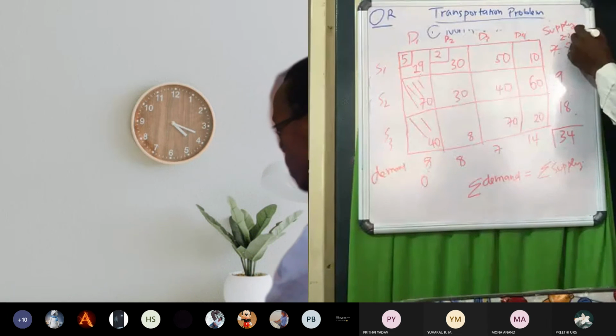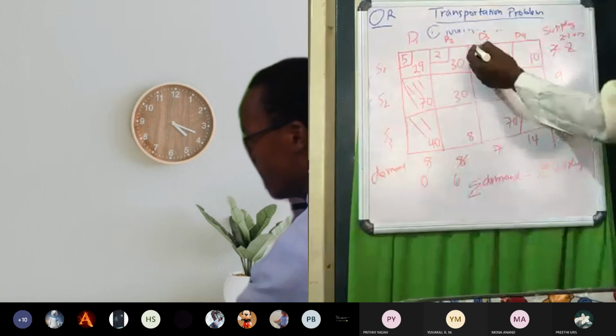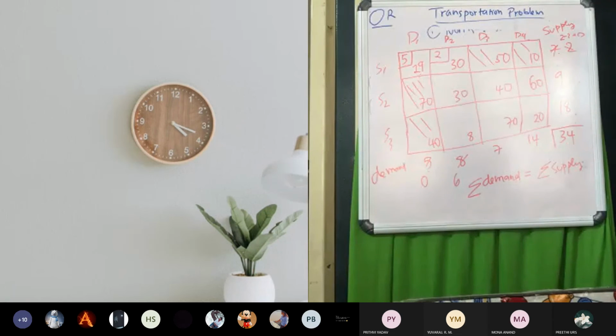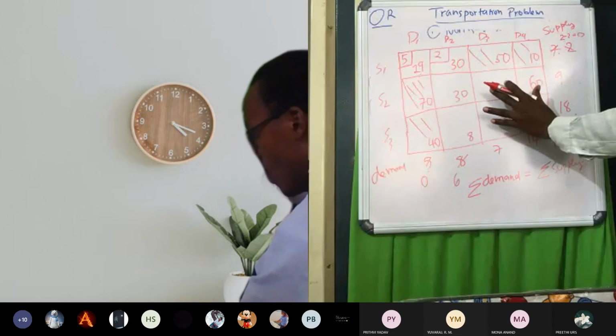2 minus 2 is equal to 0. 6 minus 2 is equal to 6. And then we are going to cross off this one. It's going to be crossed off. Clear? Now, what is remaining? The remaining is this cell. Okay, this region. What do we do?